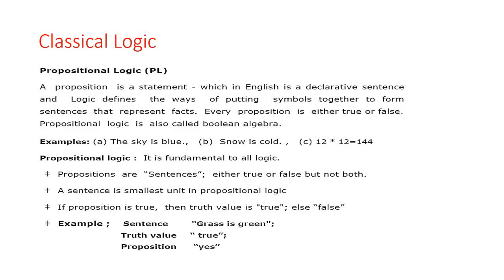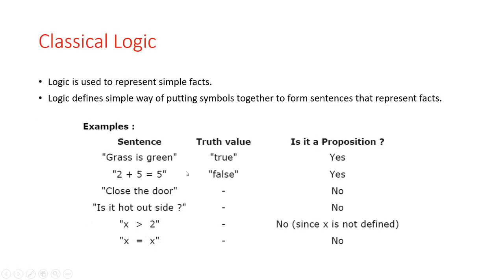For example, the sky is blue. This is also a proposition. Snow is cold, and 12 into 12 equal to 144. All these sentences are propositions. The answer here is true, here also true, and here also true. All these answers are true, so they are propositions.